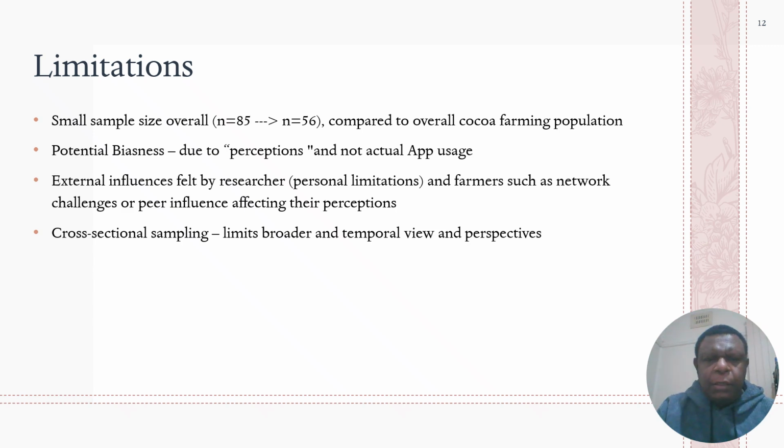And the limitations: we noticed that the sample size is very small. There is potential bias due to perceptions and not actual app usage. There are probably external influences felt by the researcher, myself, and also farmers influenced by other factors such as network and peer influence. Cross-sectional sampling also limits a broader and temporal view of perceptions.